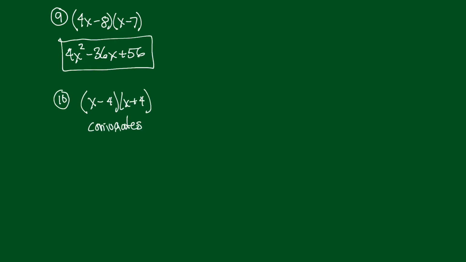Now, number 10, you recognize these? These are conjugates. One's plus, one's minus. We've got a shortcut pattern for this. The pattern is this. Square the first, so just look at one of these. Square the first, x squared.